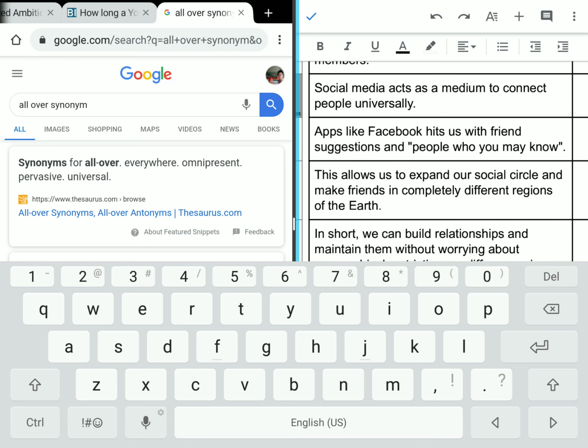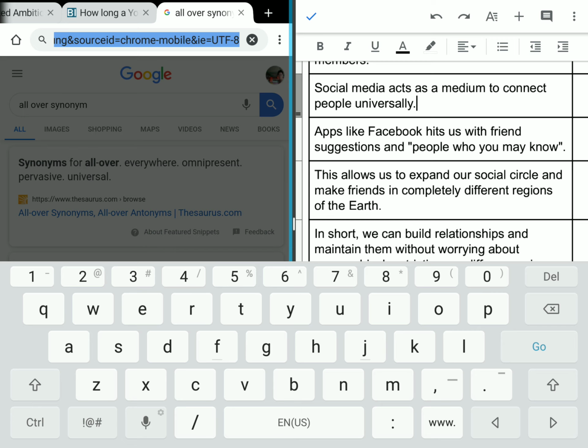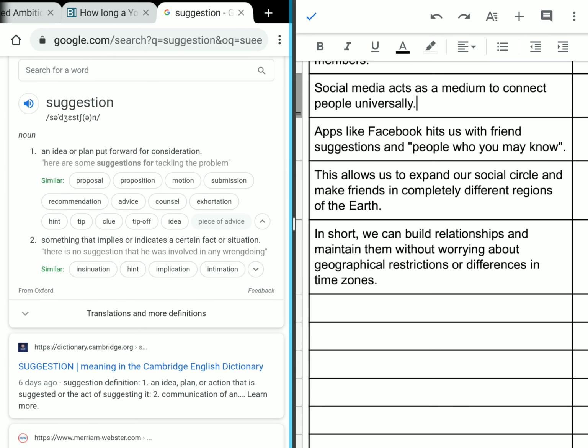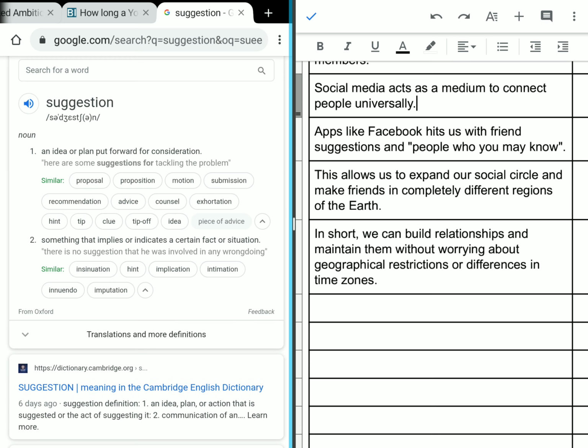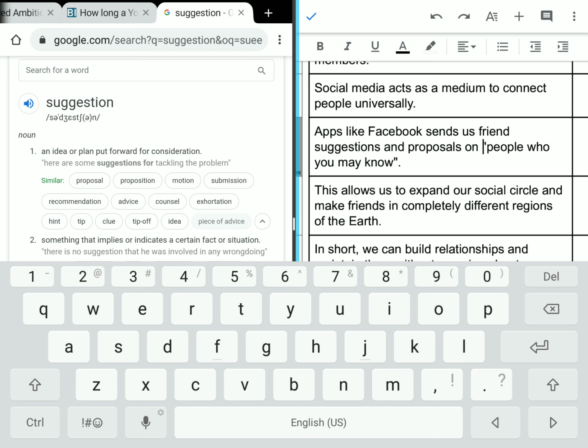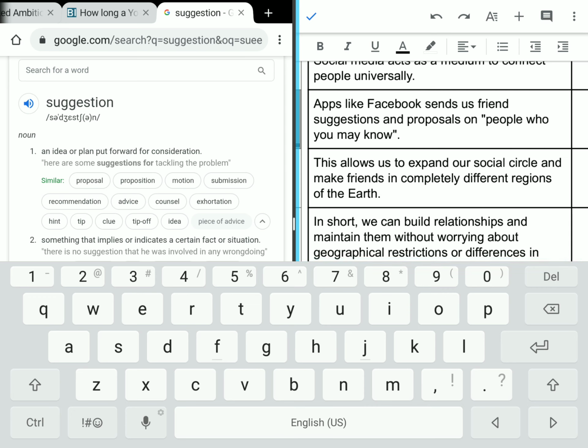Apps like Facebook hits us with friend requests. Hits us would be suggesting. So let's look for that word, and then we'll look at the possible synonyms that we can insert. Facebook proposes, recommends, hints, tips. Yeah, basically that's it. So apps like Facebook proposes, sends us friend suggestions and proposals on people who you may know. Okay, so that's just a little expansion. It's not the best, but it's a little something.